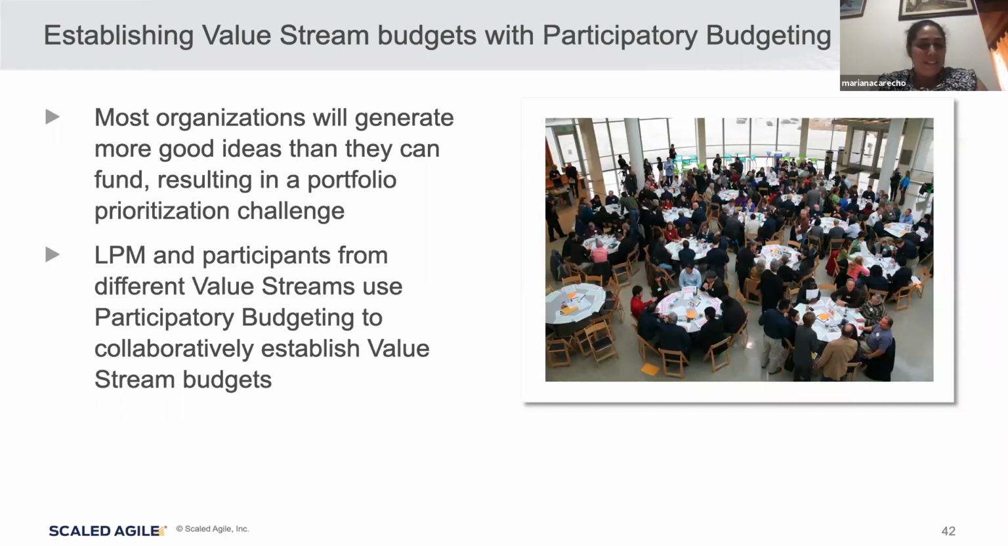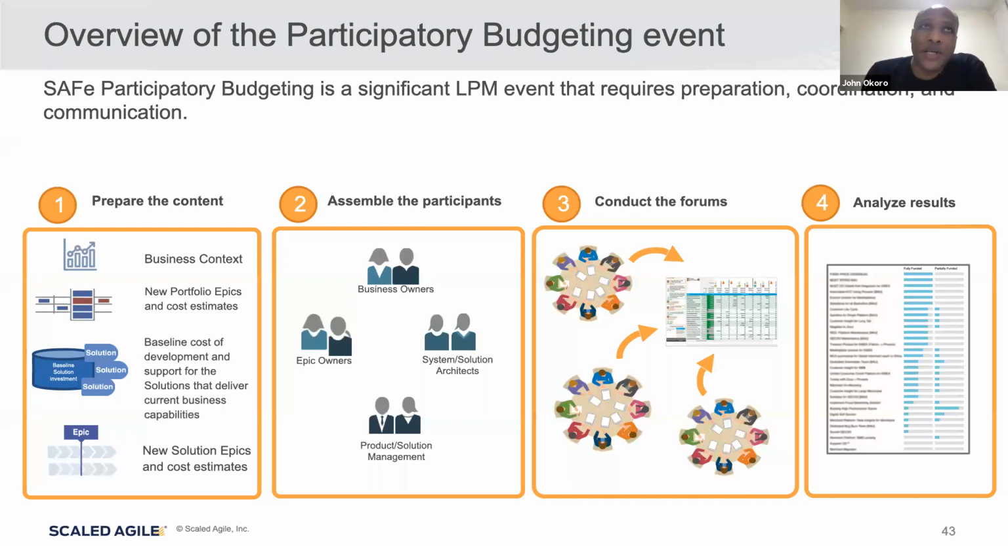Yep. All right, so an overview of participatory budgeting events. We can see how it's laid out, right? Prepare the content, get everything ready from our portfolio epics and solution, and then assemble the participants, our business owners, epic owners, solution architects. We're going to conduct our forums and then analyze the results, and look at how we want to allocate these budgets across our different value streams and our different release trains.